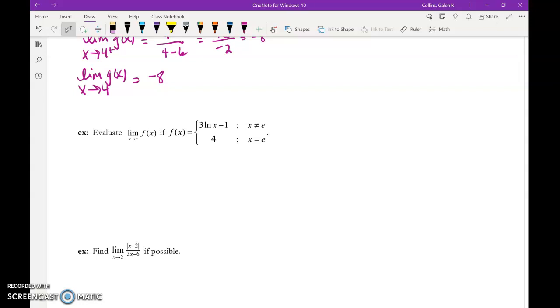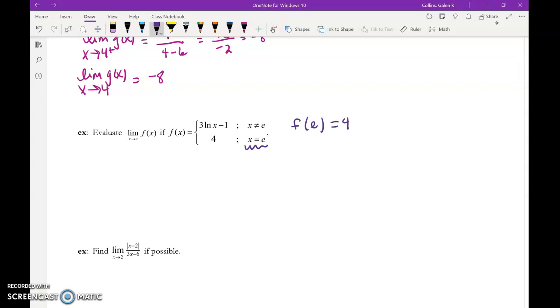So again, we want to evaluate the limit as x is approaching e, not necessarily where x equals e. If I asked you to just evaluate the function, if I said what is f of e, well, we know when x is equal to e, f of e yields 4.